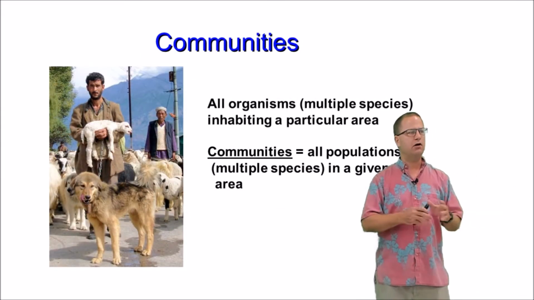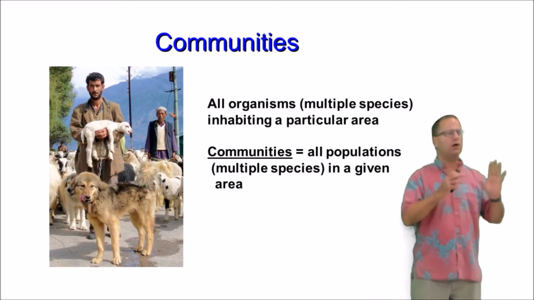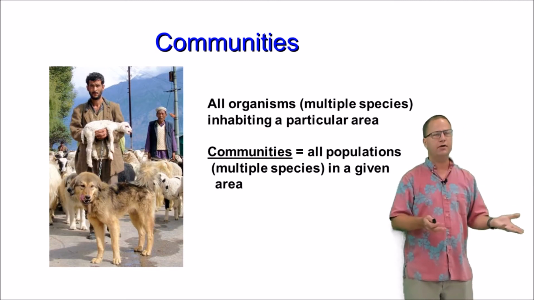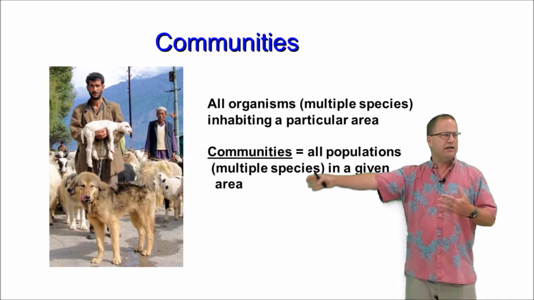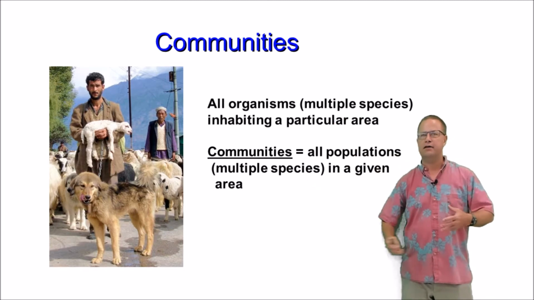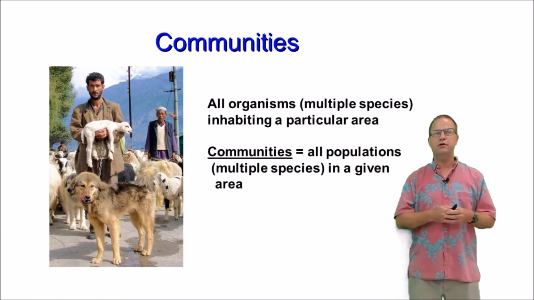And then we get up to something called communities. So communities are all the organisms in a certain location, not just the humans, but even the sheep and the dogs. So you can see right here, this guy is carrying sheep and he's got a dog right there. So they're all part of one community.